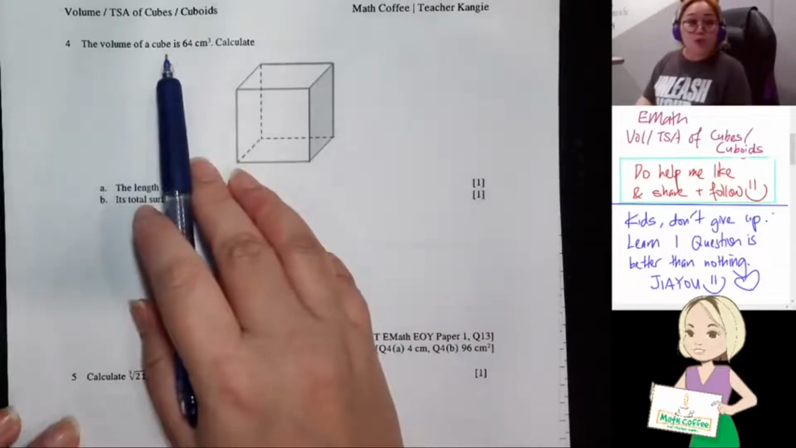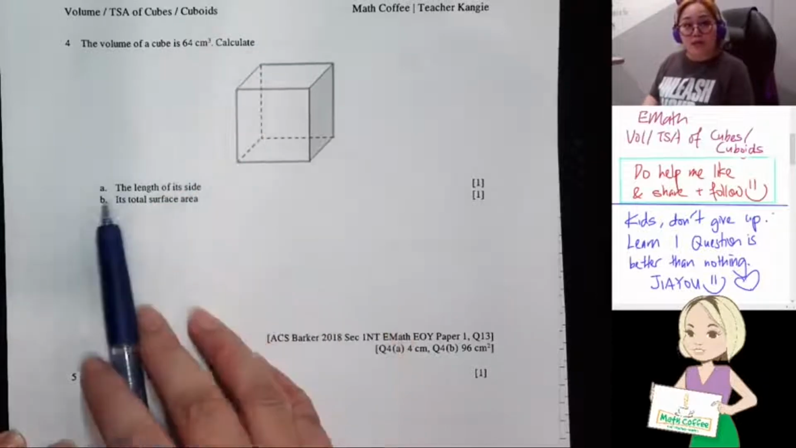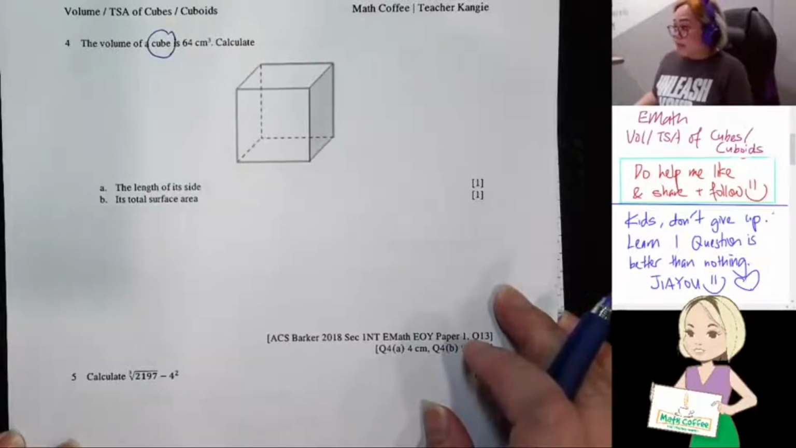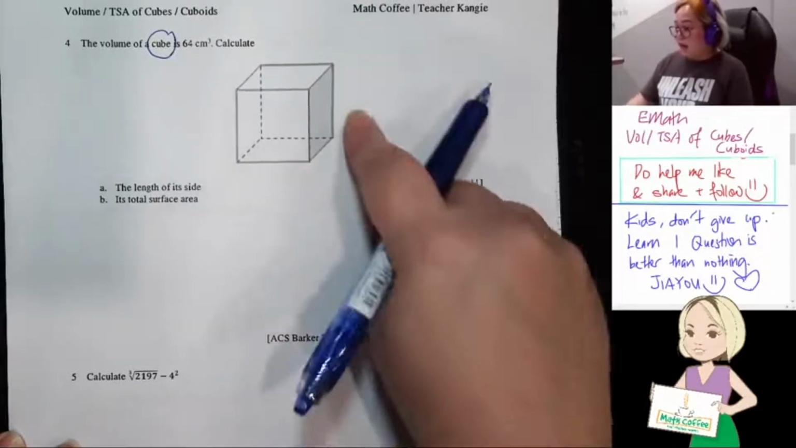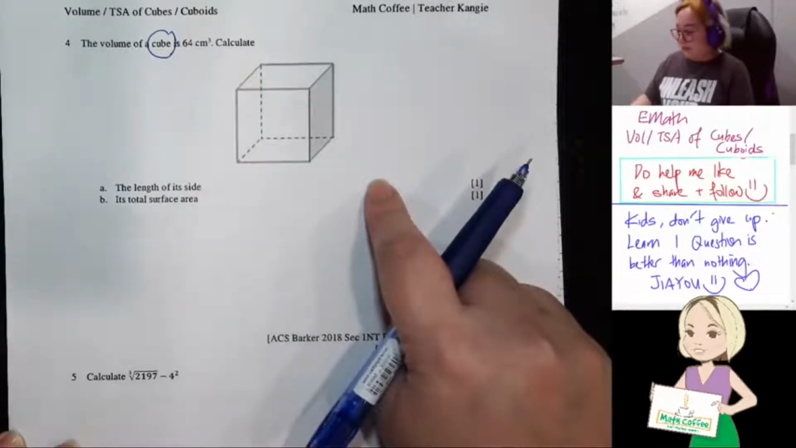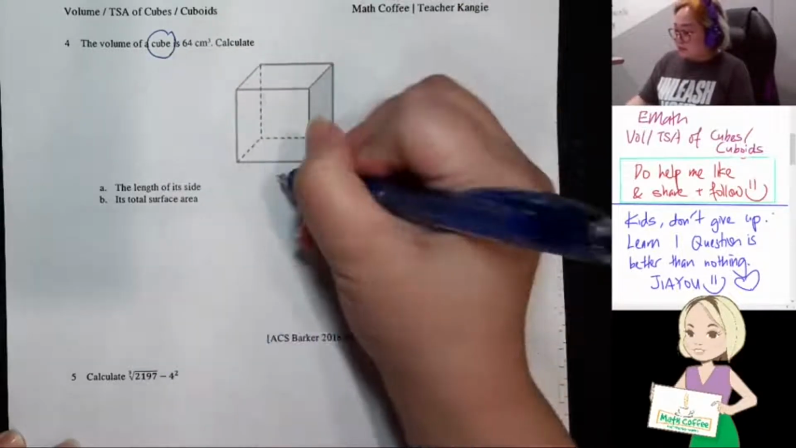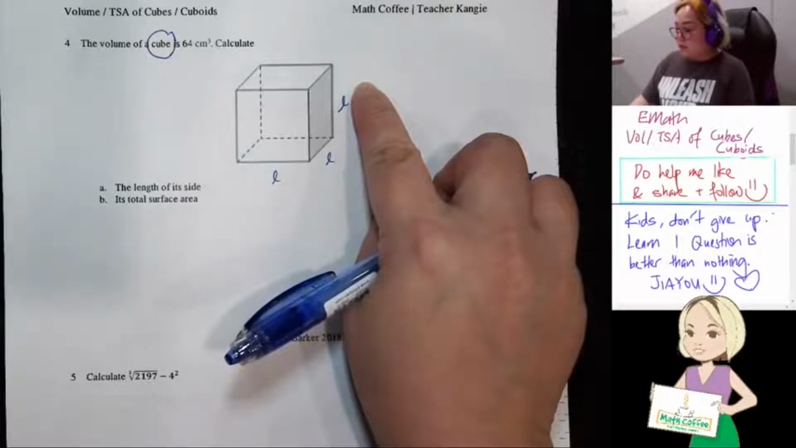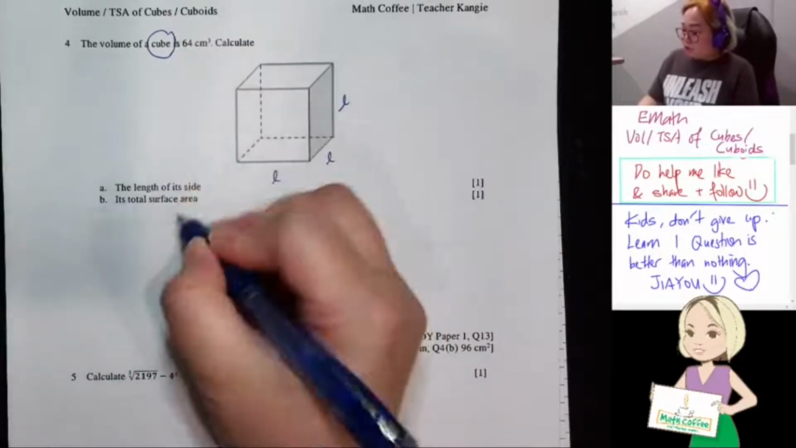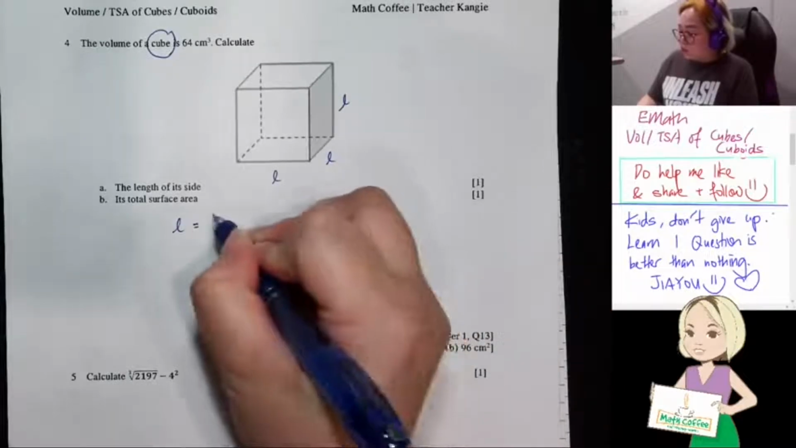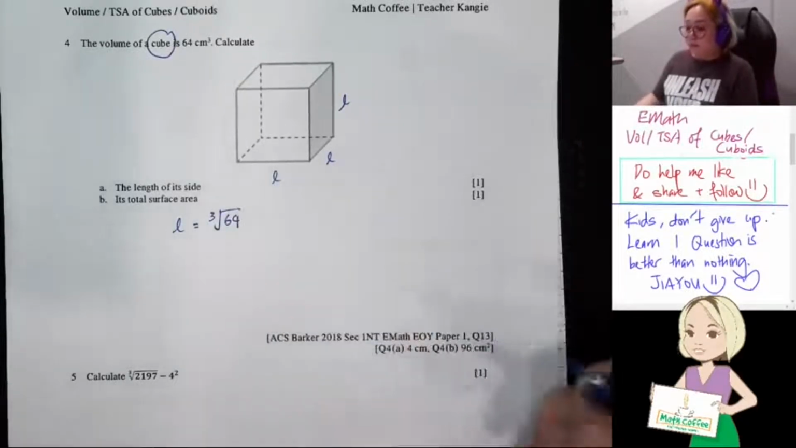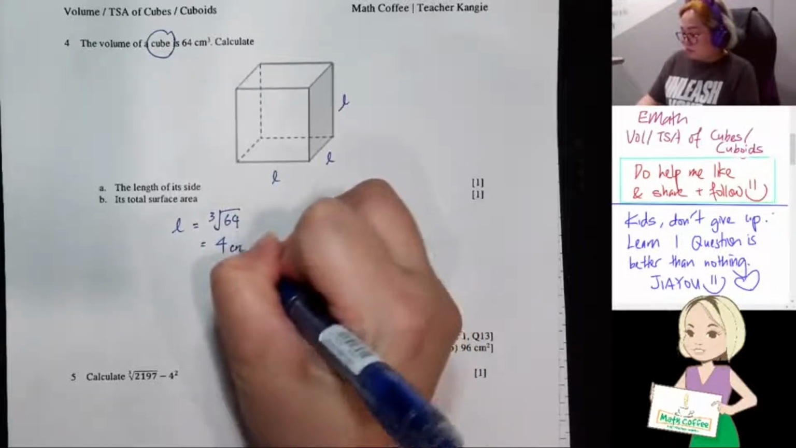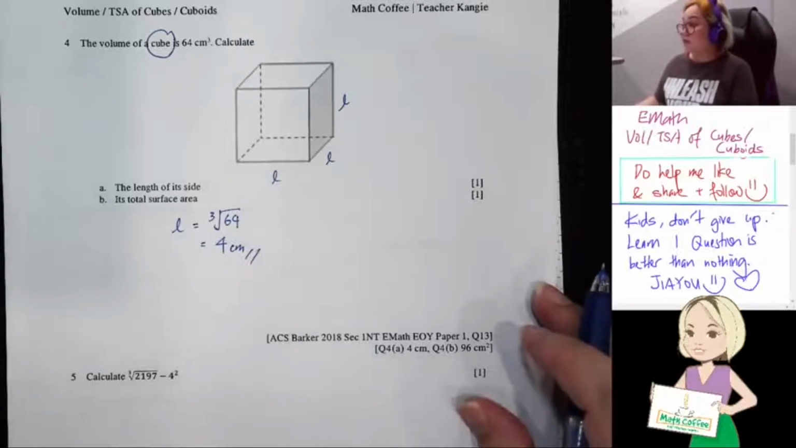Now, the volume of a cube is 64 cm cube. Calculate the length of its side. In this case, this is a cube. Cube means that the 3 sides are the same. Of course, this diagram is not drawn to scale. So it's length times length times length, all 3 sides the same. That's called a cube. 64 is the volume, so to find the length, we cube root the 64 and you will get 4. So that will be 4 cm, very straightforward.